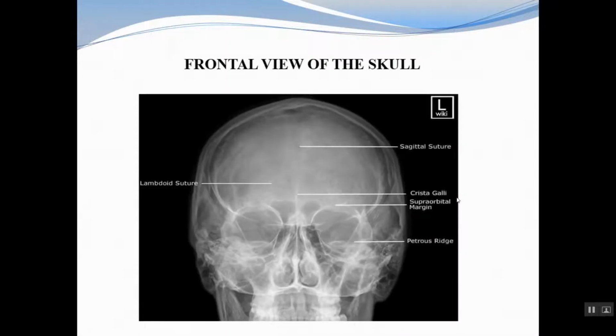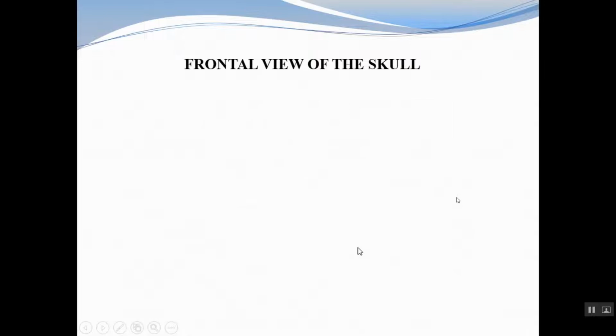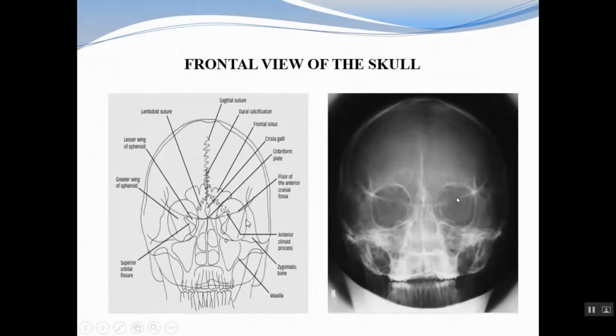In the frontal view of the skull, we will see here the sagittal suture, and this is the lambdoid suture. The sagittal suture lies between the two parietal bones, and the lambdoid suture between the parietal and occipital bones. Here we see the crista galli, the supraorbital margin, and the petrous ridge. This frontal view will show the sagittal suture.